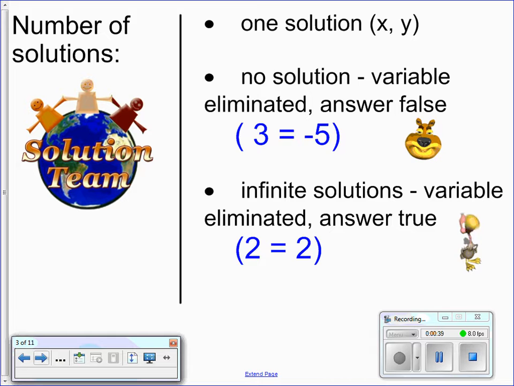So if there's one solution, that means the lines cross. And if there's no solution, it means that the variable has been eliminated. So you did your equations algebraically, and you get a false statement. And then infinite solutions means that you've eliminated the variable and you get a true statement.